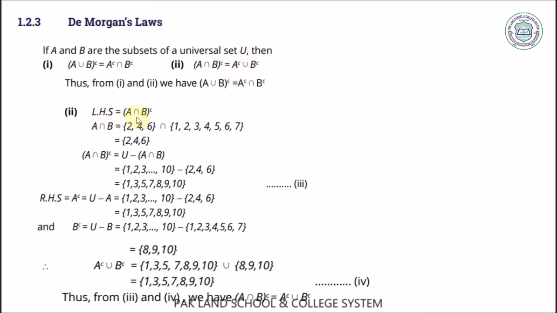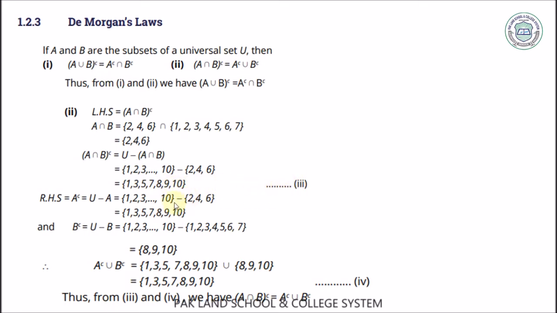Left hand side, A intersection B whole complement. First we find out A intersection B. A set and B set intersection, the common elements, are 2, 4, 6. Now we have to find out the complement. A intersection B set is subtracted from the universal set. The resultant set is 1, 3, 5, 7, 8, 9, 10.